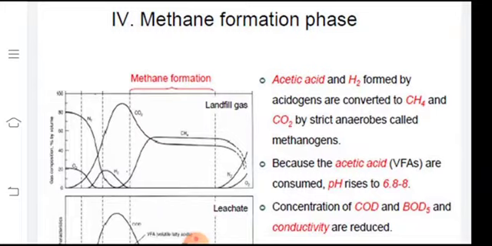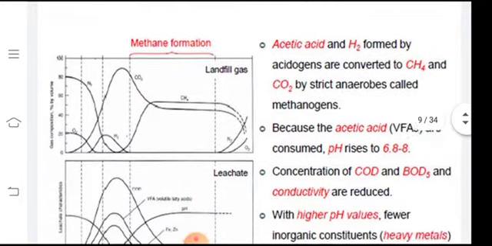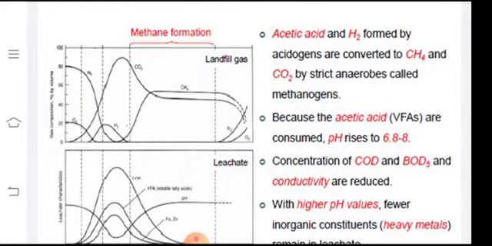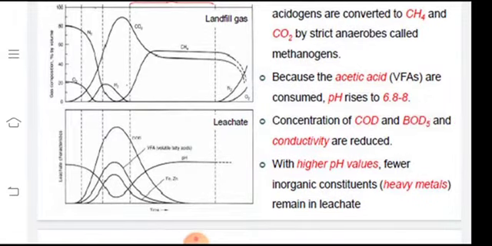Now because the acetic acid has been decomposed into CH4 and CO2, the pH has started increasing. The concentration of CO2, COD and BOD and the conductivity will be reduced due to this increase in the pH level. And with higher pH values, fewer inorganic constituents will remain in the system, because at low pH the heavy metals have already solubilized and become part of the solution.